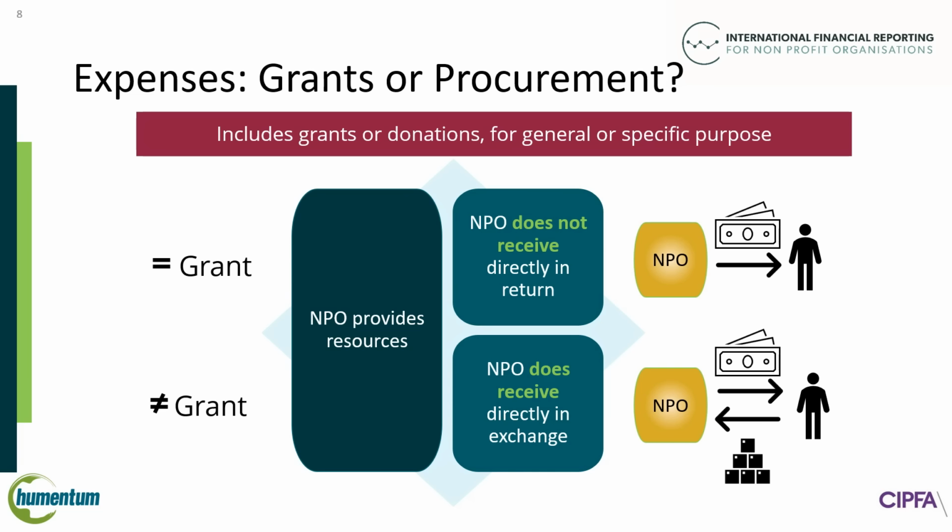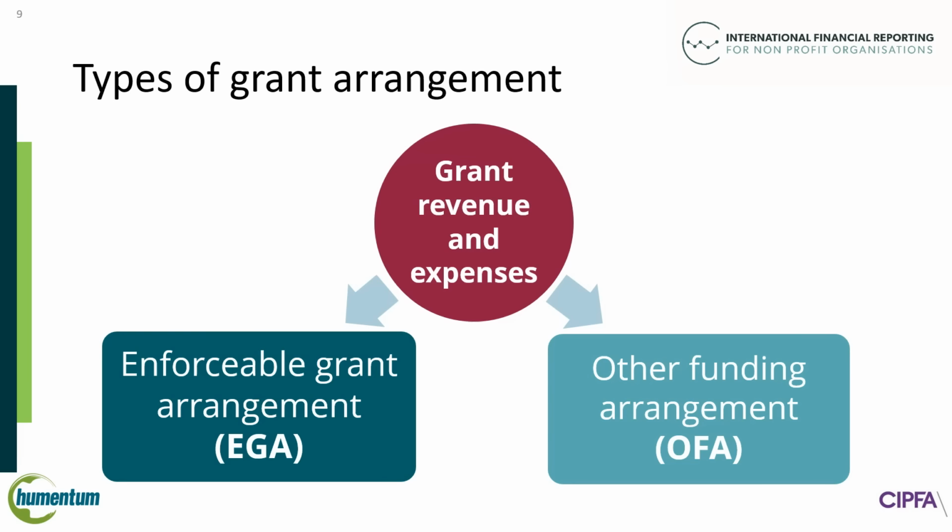Grants are different to the procurement or purchase of goods and services. Procurement arrangements involve the provision of resources, such as cash, services, goods, or other asset, to another entity or individual, in exchange for a service, good, or other asset. In other words, the NPO gets something back directly in exchange for the resources it has provided. For example, being provided with electricity in exchange for payment to a utility company.